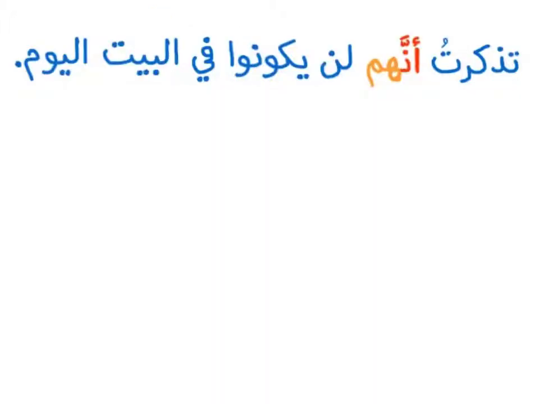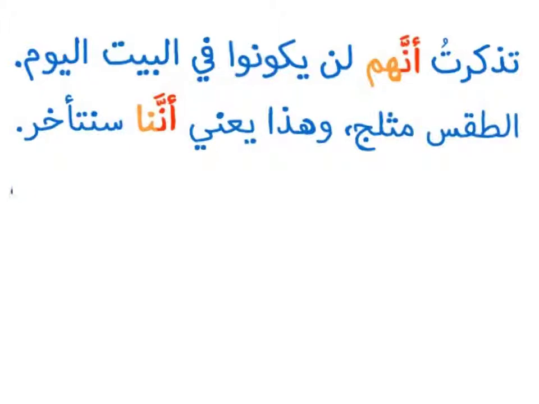Okay, let's look back at the examples that we saw before. تذكرت أنهم لن يكونوا في البيت اليوم. This one is pretty straightforward. It's أن plus the attached pronoun هم. Another example is الطقس مثلج وهذا يعني أننا سنتأخر. So نا refers to نحن and it's the attached pronoun for نحن. أن نا.